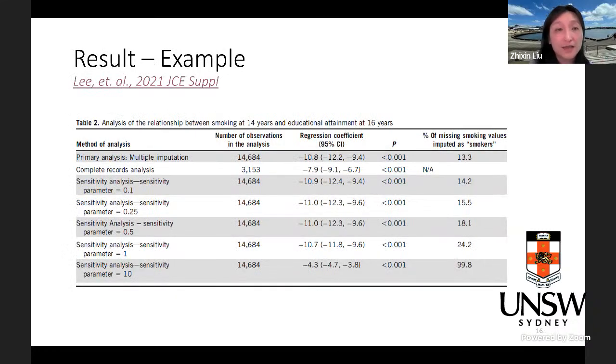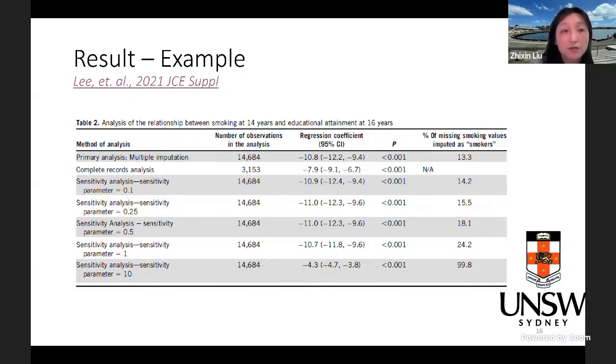So here is an example of how a study reports its analysis with a percentage of missing data. You can see at the top that's the primary analysis. They use the strategy of multiple imputation. They have overall 14,000 cases, and that's their regression outcome. And then they also present the complete record analysis. You can see that's only 3,000. So they actually have quite a large proportion of missing data, but that doesn't mean they couldn't do anything useful. They present very clearly what they did.